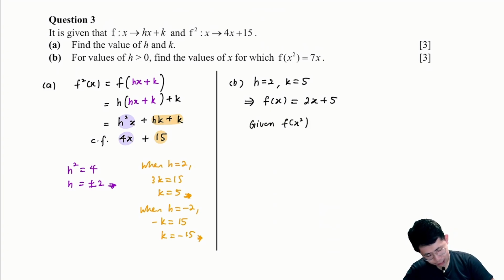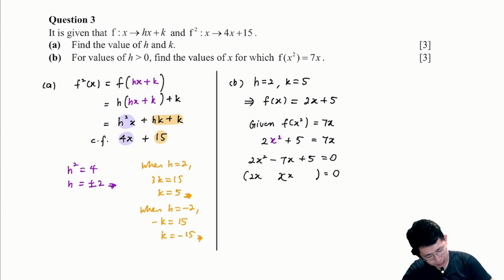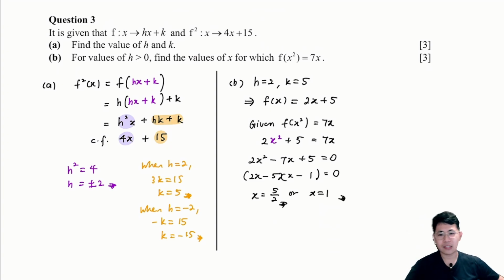Given f of x squared is equal to 7x, I will sub this x squared into this expression. So I will get 2x squared plus 5 is equal to 7x. Making all the x on one side because it's quadratic, it will be something like this. So x over here will be equal to 5 over 2, or x is equal to 1. So two possible answers for x. This is how we solve question 3.